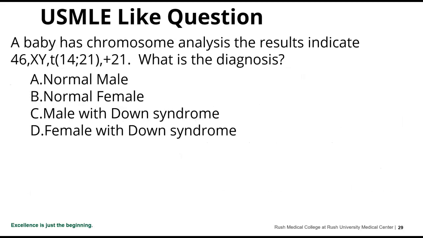So a USMLE-like question: a baby has had chromosome analysis. The results indicate 46,XY, translocate 1421 plus 21. What is the diagnosis? So there is a Y chromosome that makes you a male, and there are 46 chromosomes, but there's a Robertsonian translocation, and this is indicating an extra copy of 21. So this is a male with Down syndrome. And that concludes this presentation.